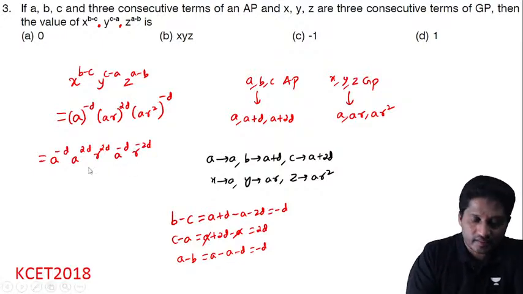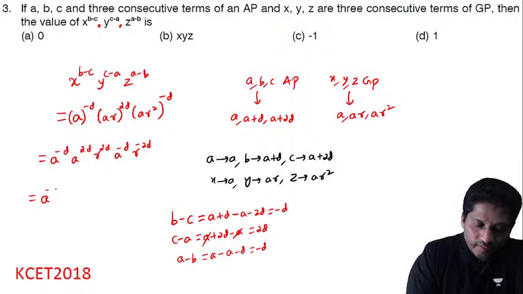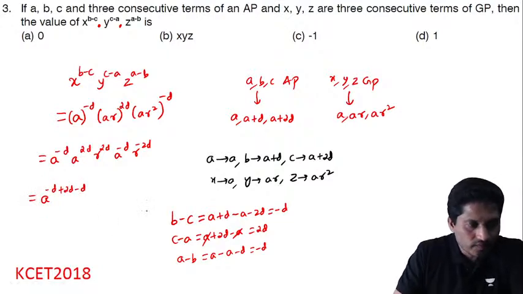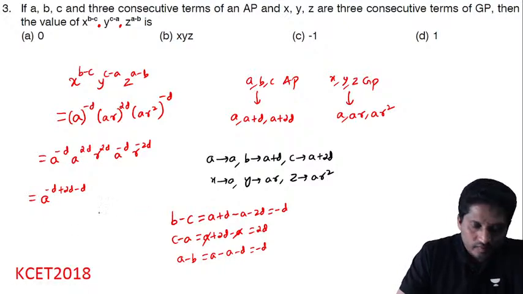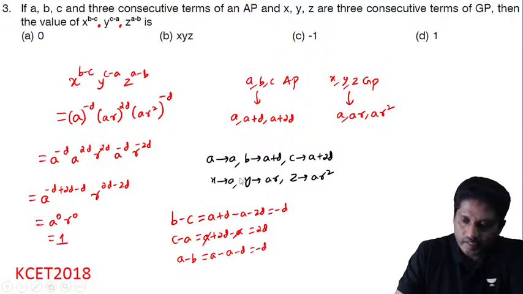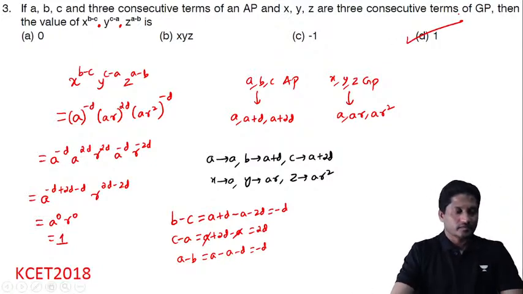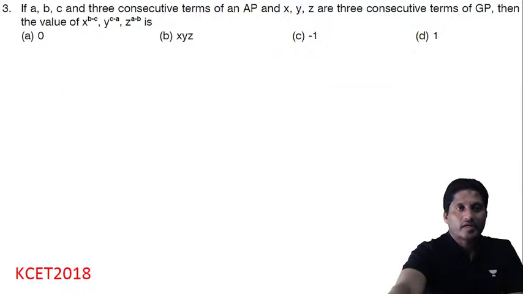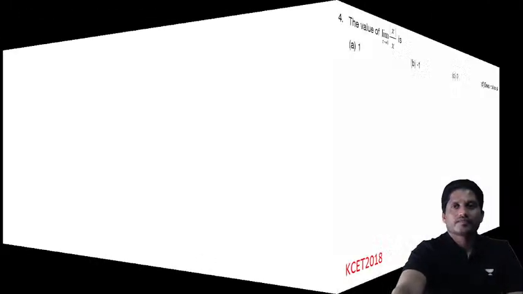Alright, powers are added. a to the power of minus d plus 2d and minus d. Right, and then r to the power of 2d minus 2d. You will get a to the power of 0, r power 0, which is equal to 1. Right, answer will be equal to option D. Right, let's move to the next question.